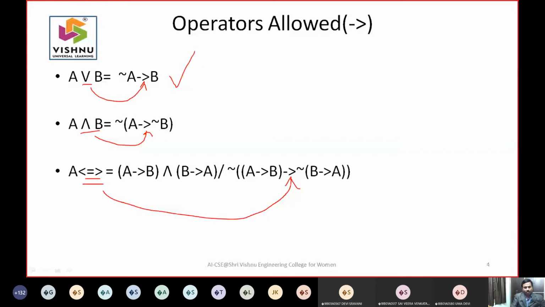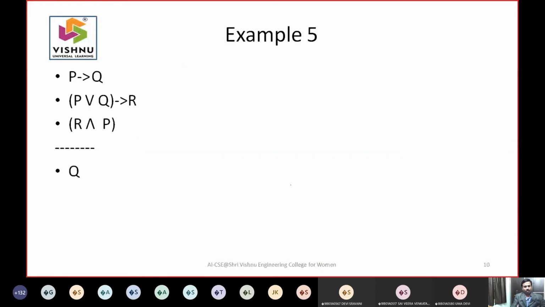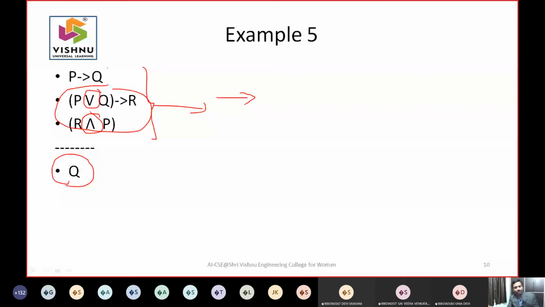So when you have a question like this, and you are asked to infer something, whether you can get Q or not, then you need to convert all this into a form where you get implication, and then you try to answer, because this is not valid and this is also not valid in your axiomatic system.